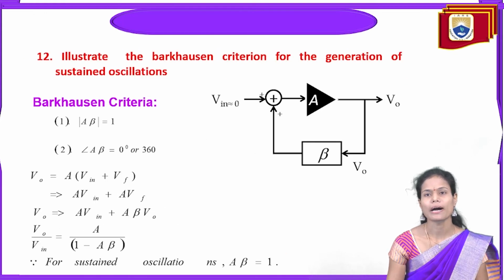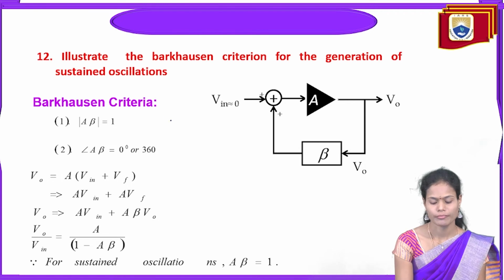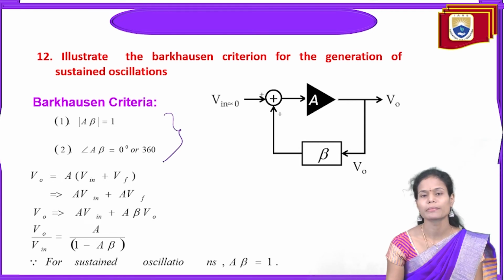And next, illustrate the Barkhausen criteria for the generation of sustained oscillations. Generally, if we want to design any oscillator circuit, we have to satisfy two conditions. That is, the open loop gain of the amplifier must be 1, and the phase angle provided by the amplifier is either 0 degrees or 360 degrees. So to design any oscillator circuit, we have to satisfy these two conditions. We need to explain each and every step clearly here again.